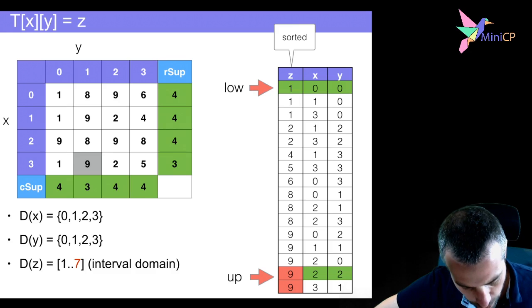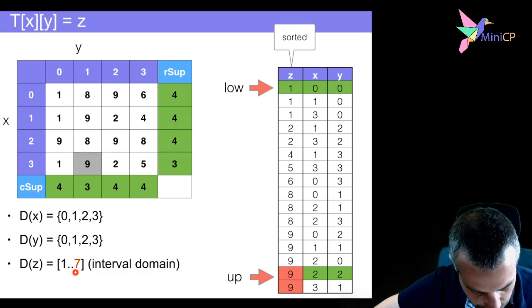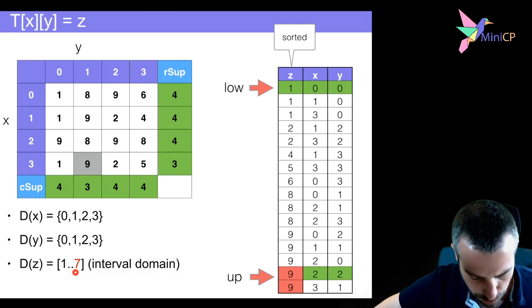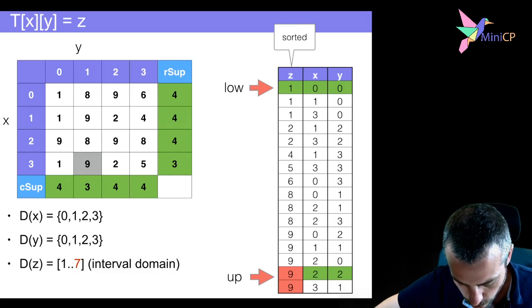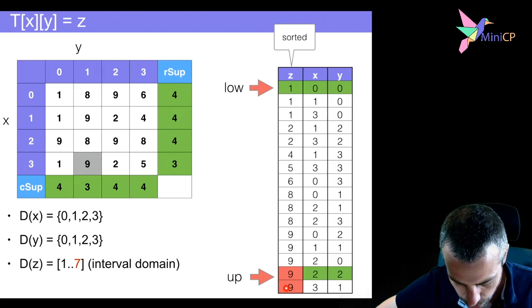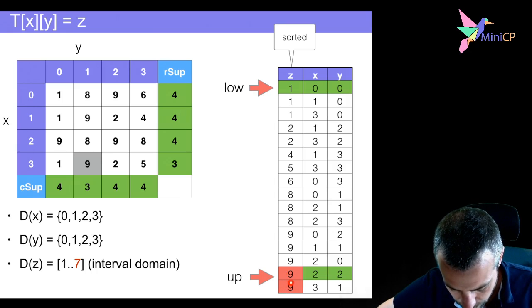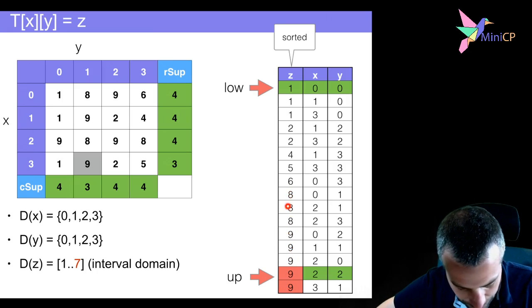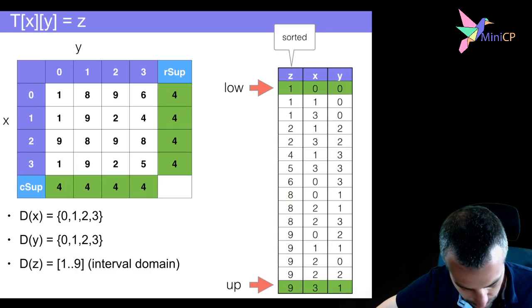Okay, and now what happens is that the domain of Z has just changed. You see that it used to be 9 and now it's 7. So what we need to do is update this up pointer because 9 is no longer a support. And so we will go up until here, where we find again a support. Because 9 is not a support, 8 is not a support neither. And so we will update like this. Sorry, I will come back here. Yes. This is what we do.